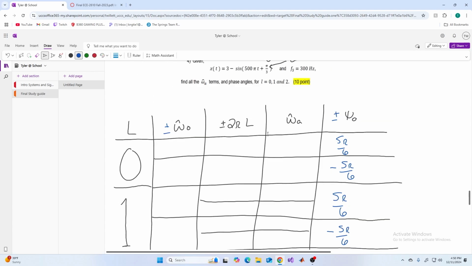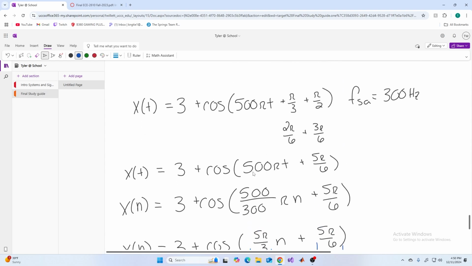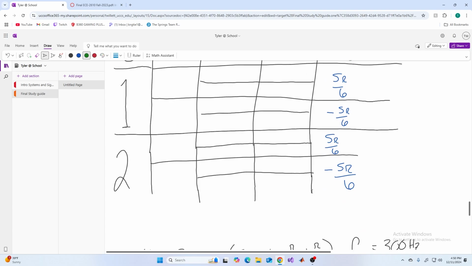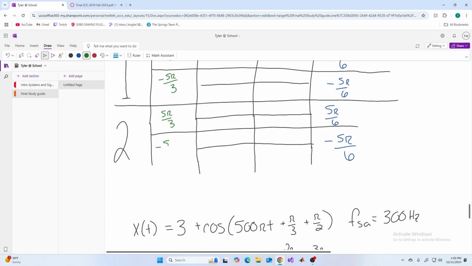The next thing we need to do is fill in our normalized frequency into all these values here. I'll do that in green. That should be 5 pi divided by 3. So 5 pi divided by 3, negative 5 pi divided by 3, 5 pi divided by 3, negative 5 pi divided by 3, 5 pi divided by 3, negative 5 pi divided by 3.